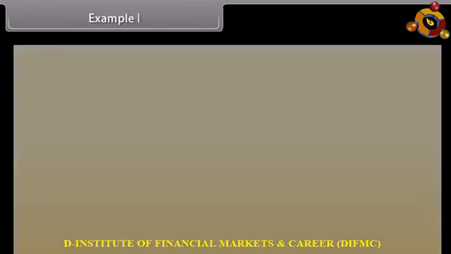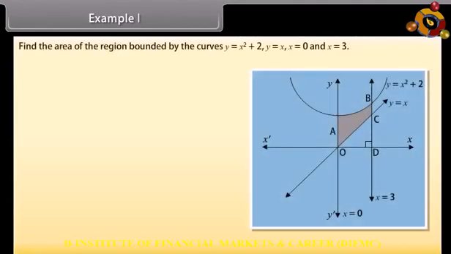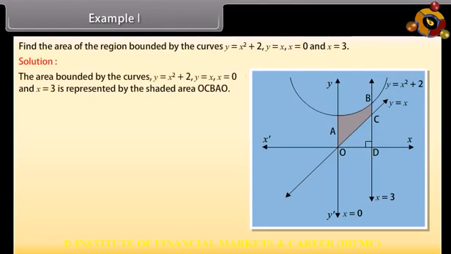Example first. Find the area of the region bound by the curves y equals x square plus 2, y equals x, x equals 0, and x equals 3. Solution. The area bound by the curves y equals x square plus 2, y equals x, x equals 0, and x equals 3 is represented by the shaded area OCBAO as shown in this figure.